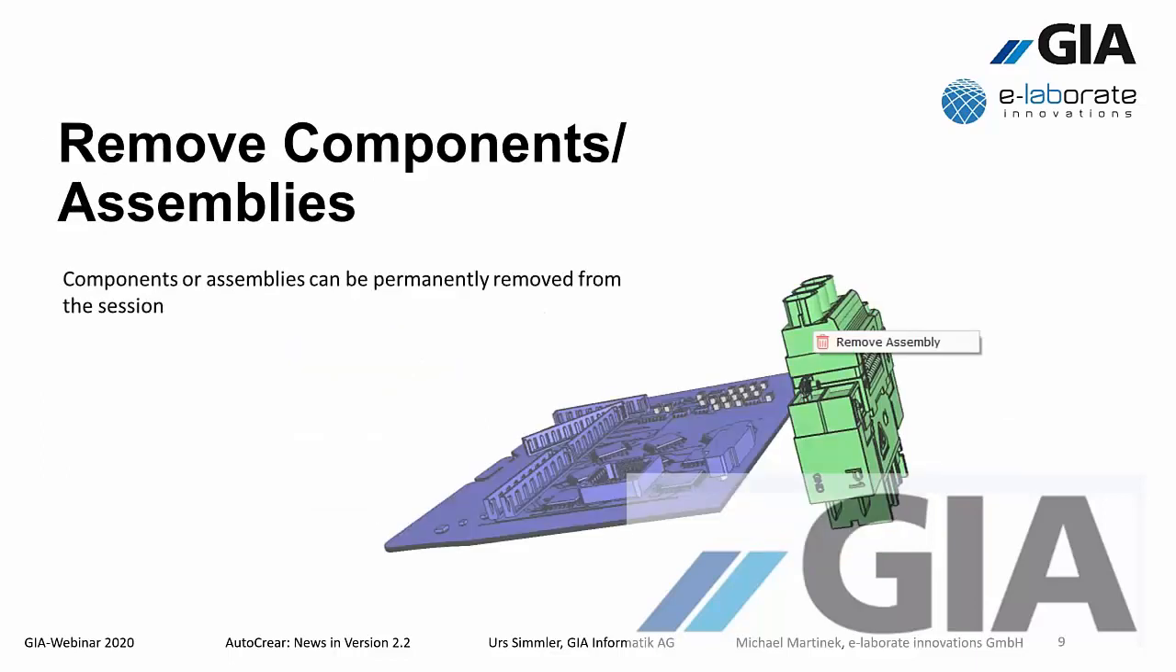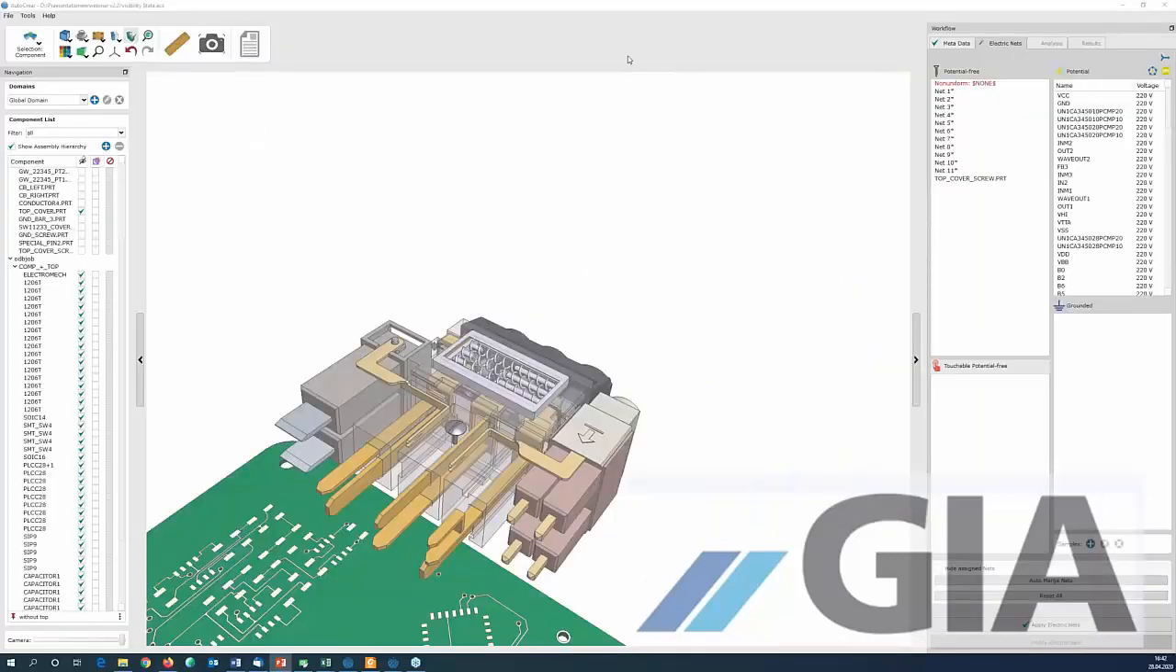The next feature is removing of components or assemblies. It was quite uncomfortable if you have established an entire scene of different assemblies and PCBs. So you added more and more assemblies to your session, and at some point you mistakenly imported the wrong part, and there was no possibility to delete it again. So this is solved now.